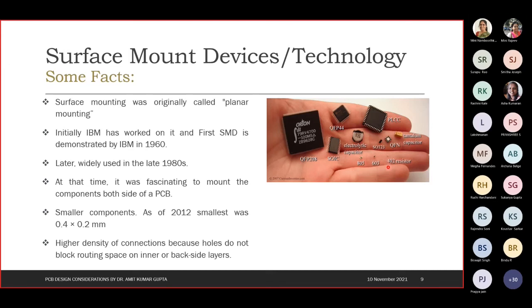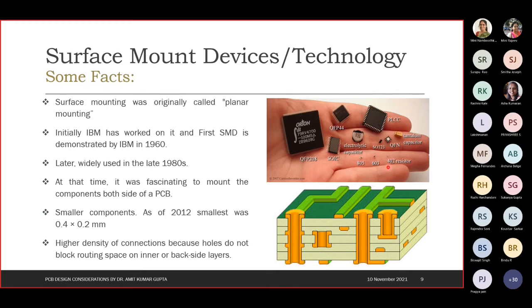Higher density of connections, because holes do not block routing space on inner or backside layers. So see, suppose we have multiple layers, a multi-layer PCB. If a component is mounted here, and we are not having any through hole drill, then on the opposite side also we can place a component, and routing can be done within the layers. A through hole component may block the routing path, but in case of SMD, routing can be done within the layers, right?